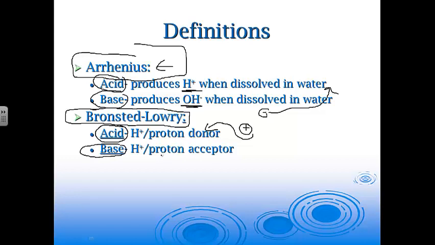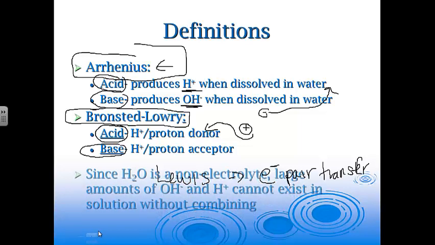Now, another definition set that is out there that you are not responsible for is Lewis. Lewis acids and bases is a broader definition. It has to deal with electron pair transfers, but that's beyond the scope of what we're going to cover. It is out there, but we're not going to be responsible for it at this point.